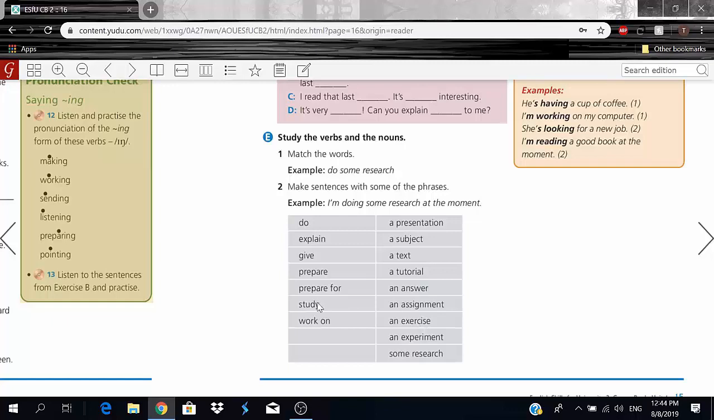Study. I could say study a subject. Study a text. Study an answer. You guys study a presentation, but no one really studies a presentation. People prepare for it, so I wouldn't use it. Work on, I could say work on a presentation, work on an experiment.